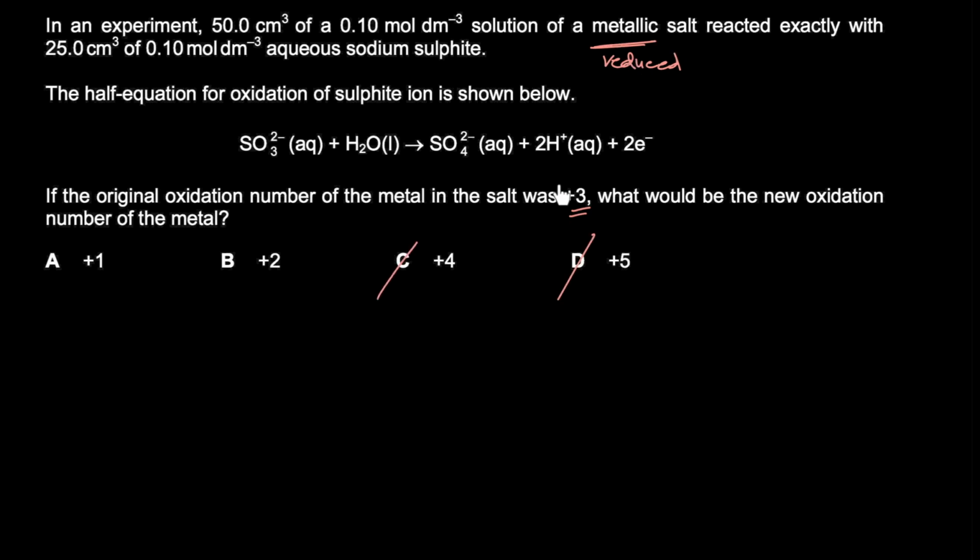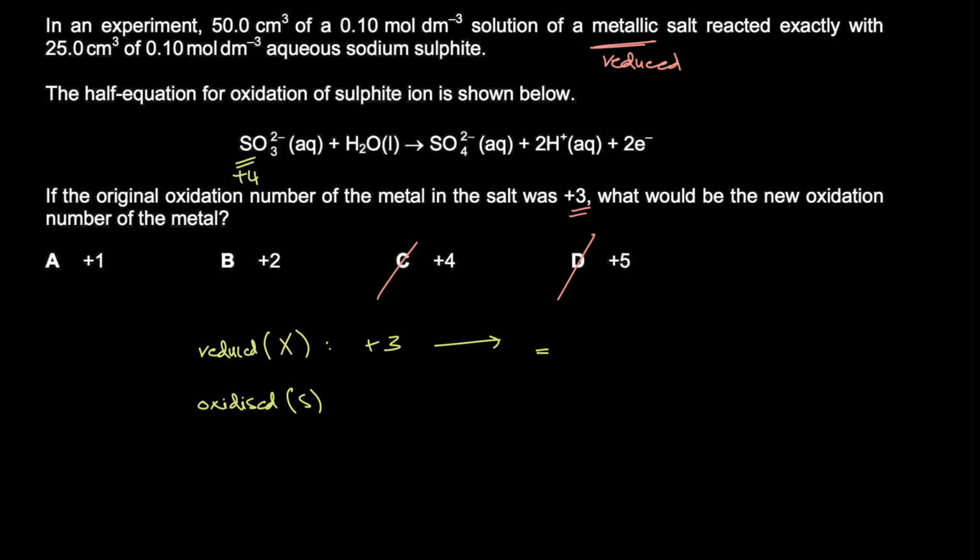Because the metallic salt is being reduced, the oxidation number must be decreasing. Now we're going to say that our metal ion over here is X. Let's just say X is our metal ion, and we know that it's being reduced from plus 3 to some final oxidation number. We don't know what that is. And if you think about what's being oxidized, it's the sulfur. The sulfur in sulfite is plus 4.